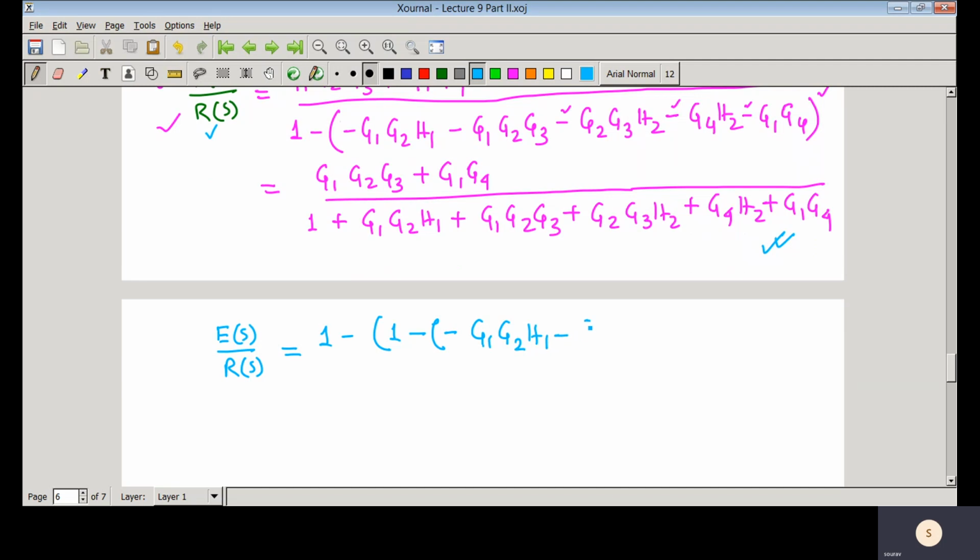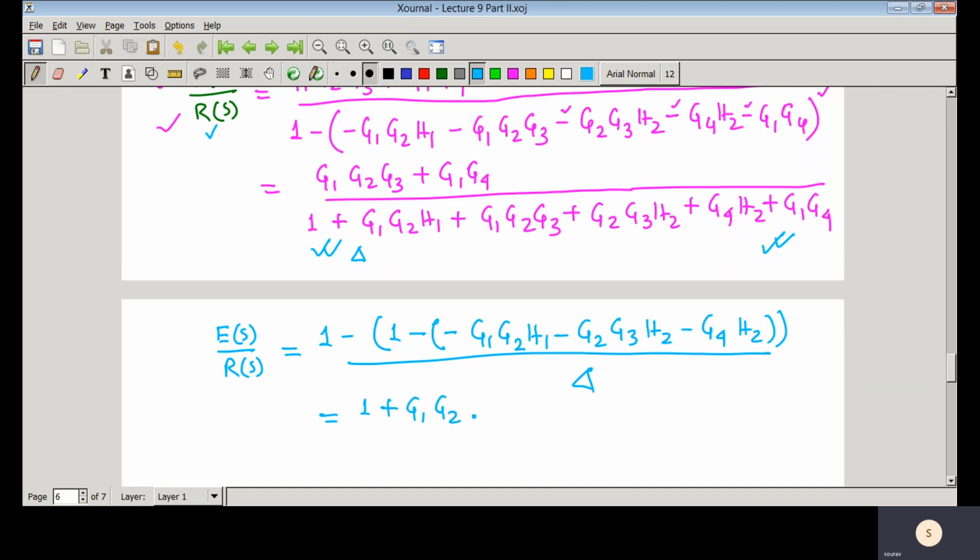I am just writing the transfer function: H2 divided by the delta. So this is the delta. If you write it here, that is G1, G2, H1 plus G2, G3, H2 plus G4, H2 divided by delta. So this is the transfer function from RS to ES.